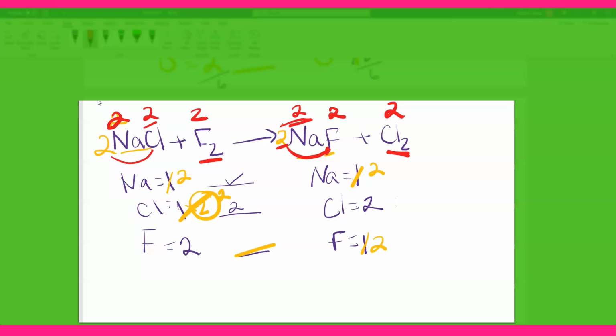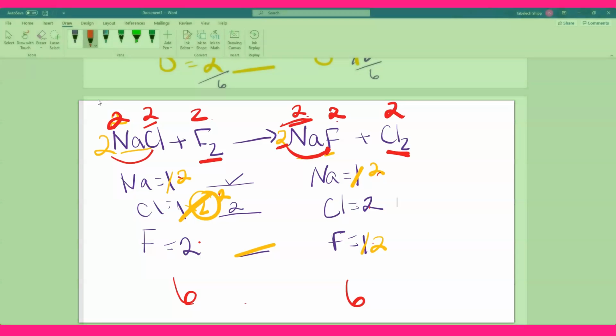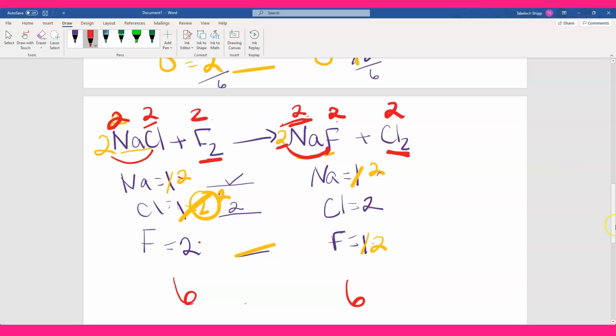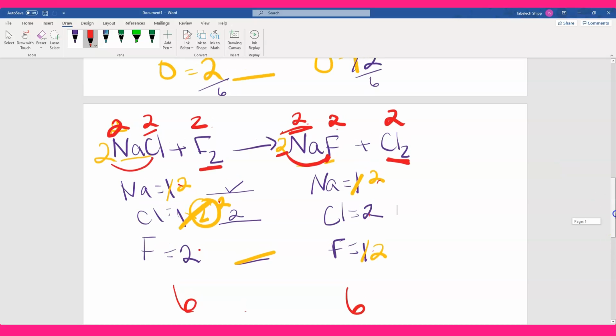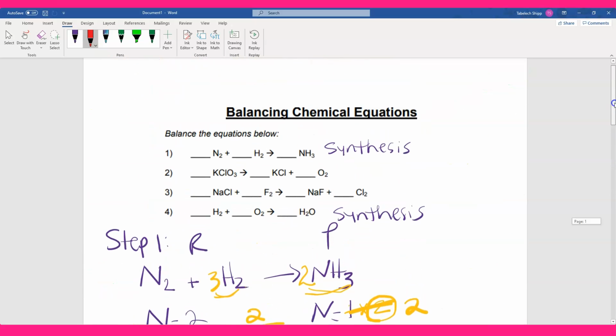And if you want, you can add them up. 2 plus 2 plus 2 gives you 6, and 2 plus 2 plus 2 gives you 6 on this side. 6 and 6. And guess what? It's balanced. Now, what type of chemical reaction is this? Let's scroll back, because I know there's a lot going on with this chemical reaction type. Let's look at the clean version of it without all that scribble scrabble. And guess what?